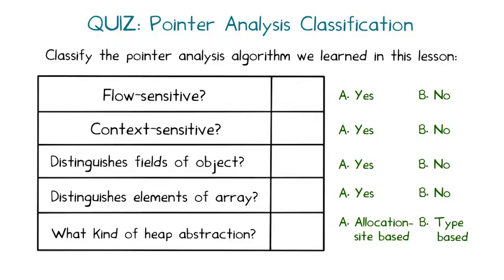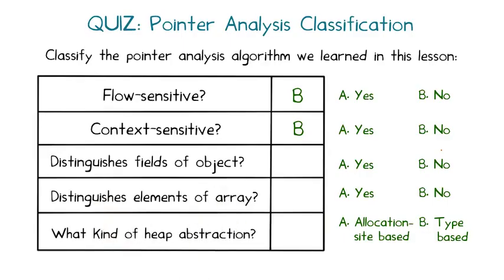Now let's review the answers. Is the pointer analysis we discussed flow sensitive? The answer is no, since we used flow insensitivity as an approximation scheme to eliminate the complexity of tracking the points to graph at each program point. Is the pointer analysis context sensitive? The answer is no again. While the example program we used only had a single function, the chaotic iteration algorithm would only analyze each function once without regard to its calling context.